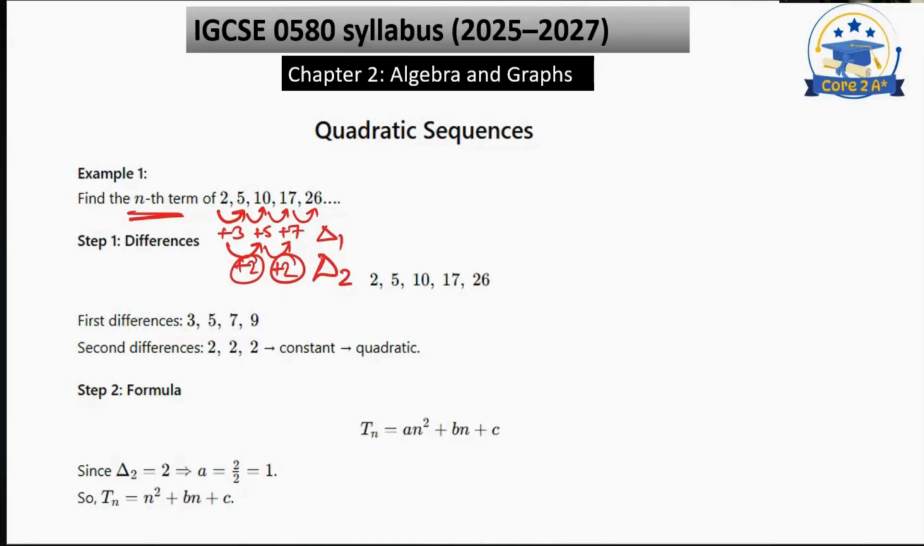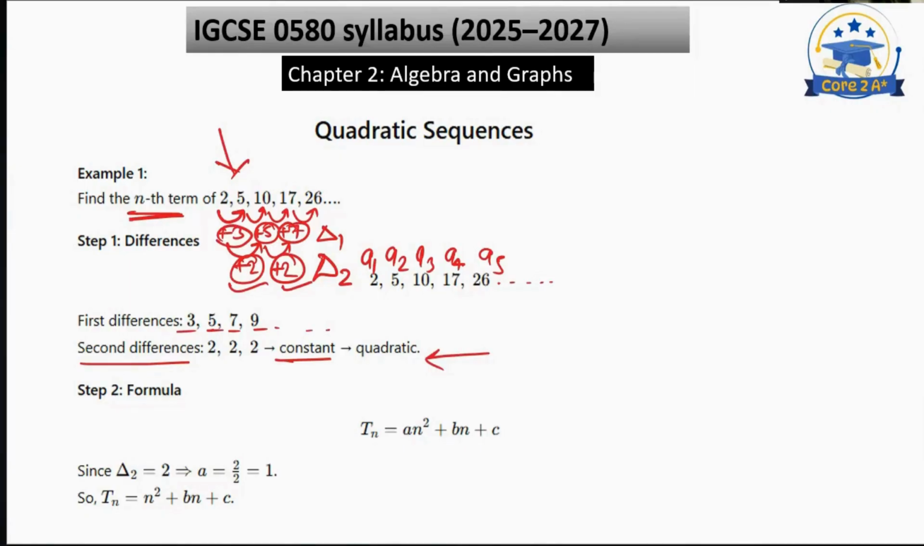Now see, this is your a1, a2, a3, a4, a5, and so on. The first differences are 3, 5, 7, 9. The second difference is 2, and that is constant. It means this particular sequence is a quadratic sequence.